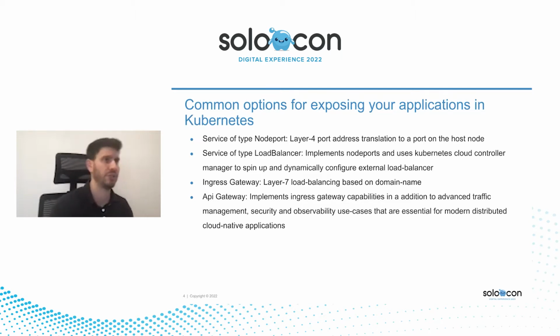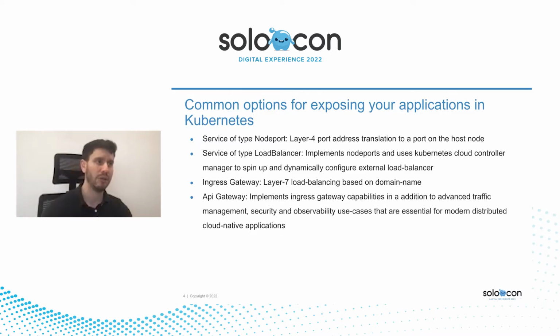Another approach is service of type load balancer, which uses node port under the hood, but leverages Kubernetes Cloud Controller Manager for creating and updating an external load balancer. This would require a separate load balancer instance per service and requires all security and traffic management use cases to be implemented within the application or elsewhere in the architecture. This approach is, again, not scalable in a cloud-native application deployment.